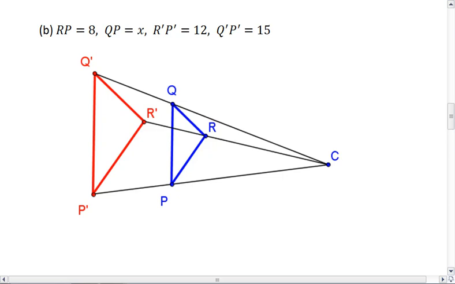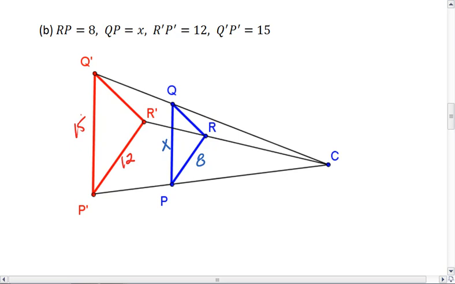For this problem, you are told that RP is 8, and I'll put this in blue so we know it goes with the blue figure. We're told QP is X. We're told that R prime P prime is 12, and that Q prime P prime is 15.